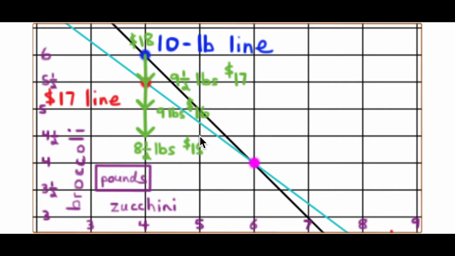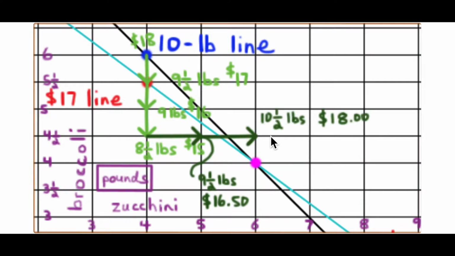If I add a pound of zucchini, that is 9.5 pounds, and it's $1.50. So this should go to $16.50. So 9.5 pounds and $16.50. Make that change again. So add a pound of zucchini. So now it's 10.5 pounds. So I'm adding a whole pound of zucchini, but the dollar amount, the value, is $1.50. So it's going from $16.50 to $18.